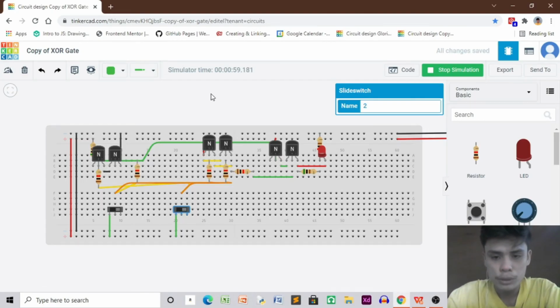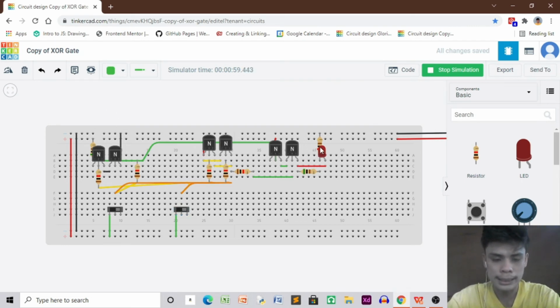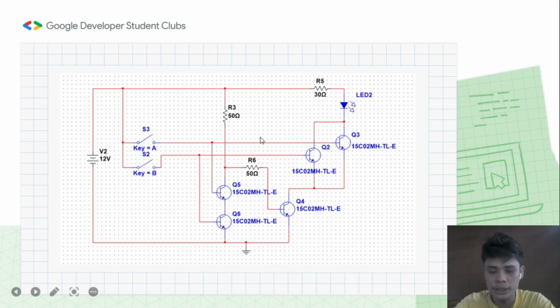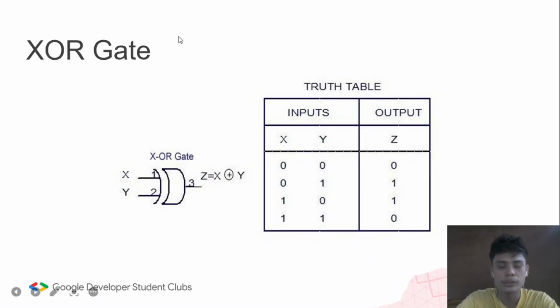Now, if we look at our simulation, guys, regarding our exclusive OR gate, it actually looks like this. As we can see, we have 5 transistors, 2 input switches, and then the LED. Here we have our inputs A and B. Both are off, so our output is off. If A is on and B is off, our output is on. If A is off and B is on, our output is still on. And what happens if both A and B are on? Then our output is off. So this circuit, we call the XOR gate or exclusive OR gate.